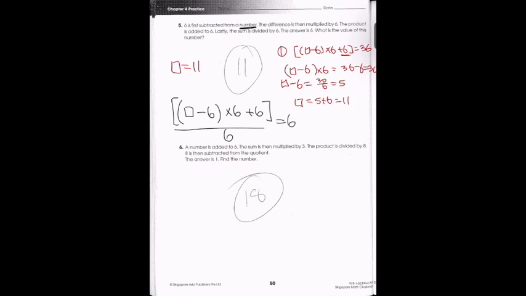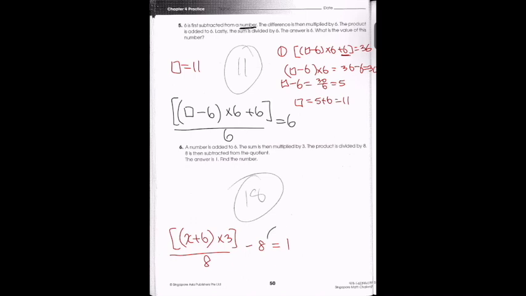So in problem number 6, a number is added to 6. The sum, so parentheses, since we're multiplying the entire sum, is multiplied by 3. Now the entire thing, so the product, is divided by 8. 8 is then subtracted, and the answer is 1.